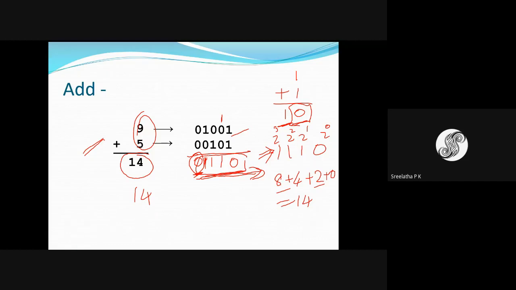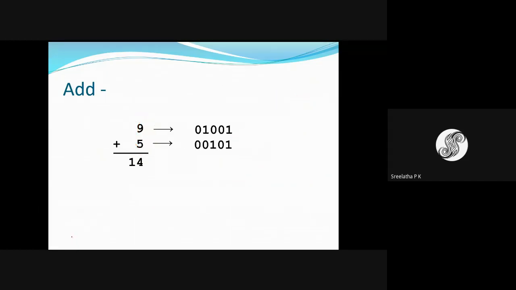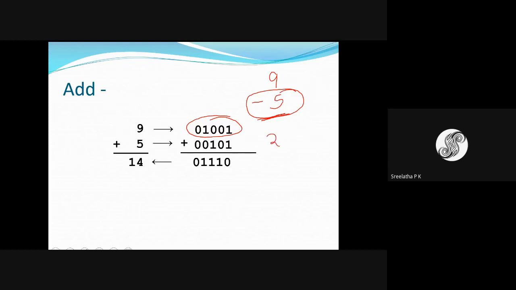So when it is a positive number, there is no problem. It is just direct addition. Now when it is a negative number, suppose it is 9 minus 5, I can write 9 as usual. When it is a negative number, minus 5, you have to find its 2's complement and then add. So 9 plus minus 5. I have to find the 2's complement of this and then add it with 9.